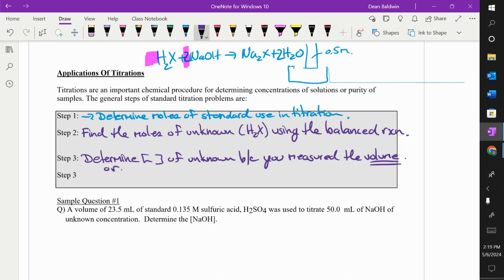Or you can calculate percent purity, which is kind of what we're going to do this week with the aspirins. Which is the pure weight over the impure times 100 to get percentage.